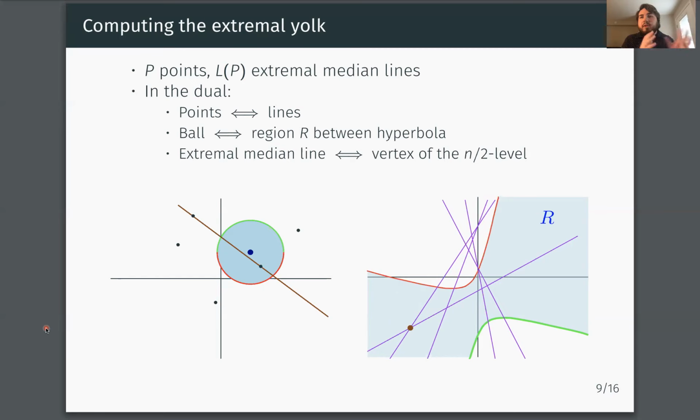Now, in the primal, we have an extremal median line, which passes through 2 points of P. In the dual, an extremal median line is going to be a vertex of the arrangement, since duality is incidence preserving. In the primal, extremal median lines have at least n over 2 points above and at least n over 2 points below. So in the dual, this corresponds to a vertex with at least n over 2 lines above it and at least n over 2 lines below it. In particular, this is a vertex of the n over 2 level. So if we want to decide if a ball intersects all median lines, this is equivalent to deciding in the dual if all vertices of the n over 2 level lie inside this region R.